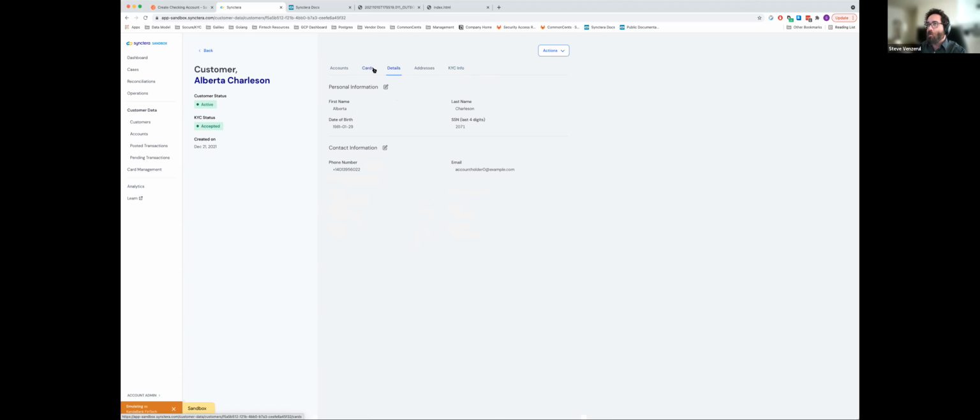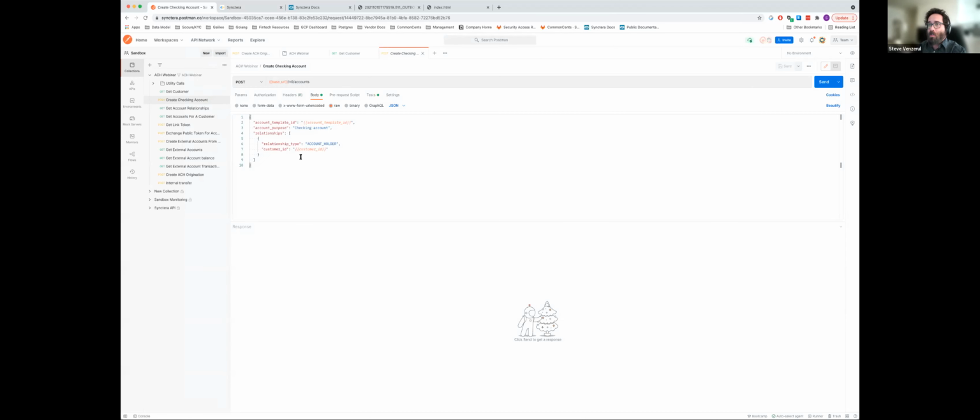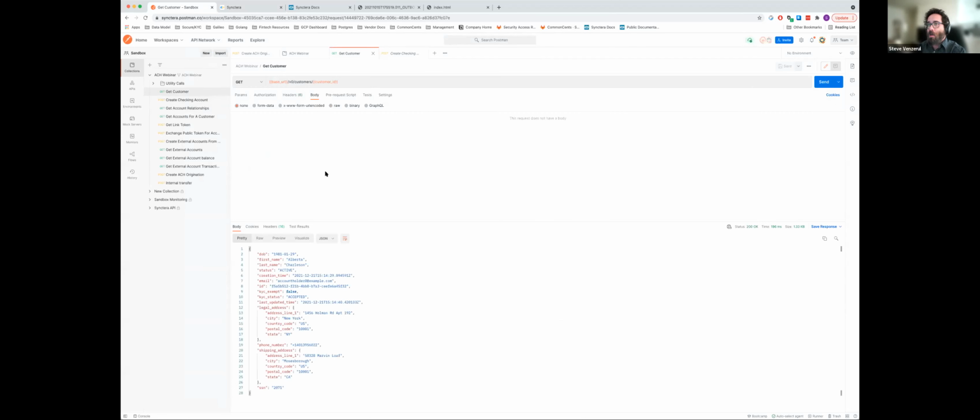We can see any cards that are attached, any accounts, of which there are none at the moment. And this would be the initial steps before doing anything else. So customer creation, KYC. And we can see that through the API, we'd be able to, for example, fetch Alberta's details. And this is them right here. You can see that we're also masking sensitive details in the output. All of that is handled automatically.